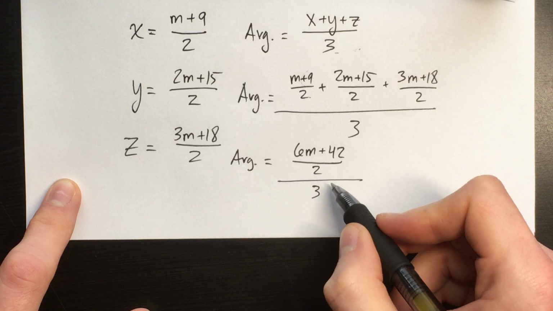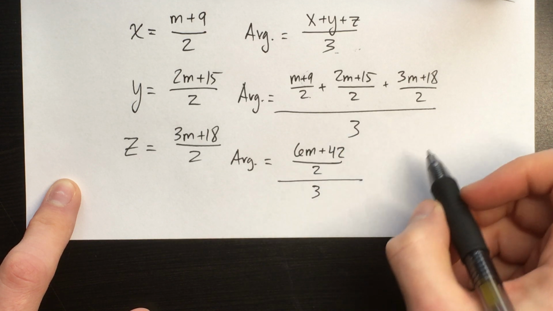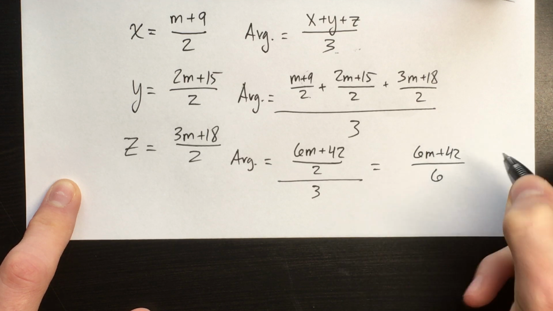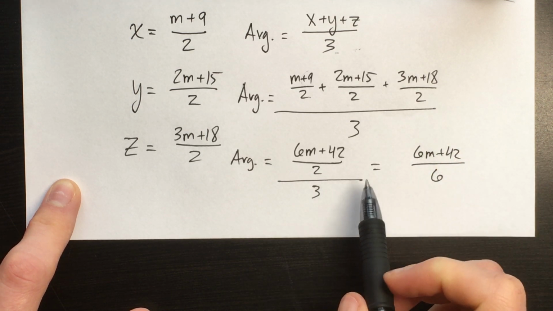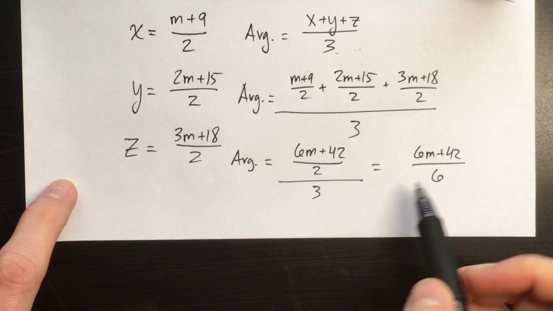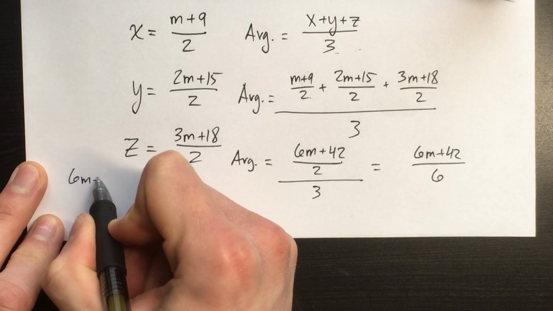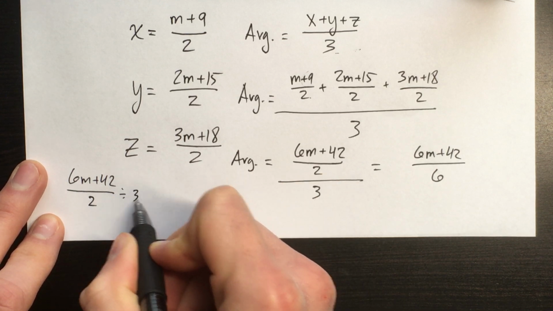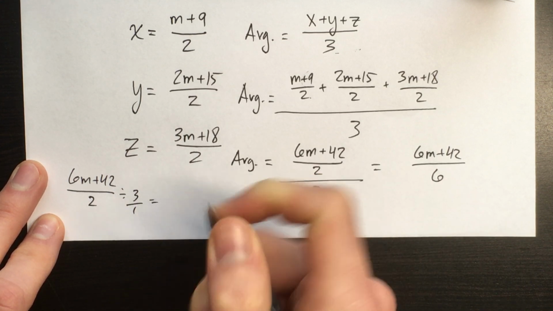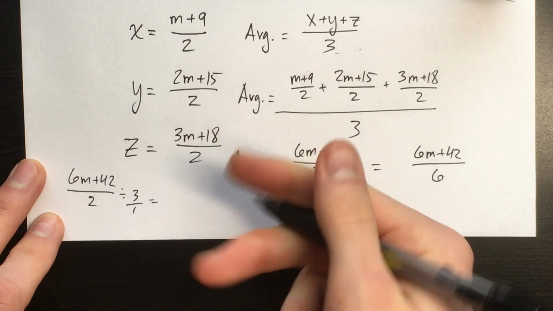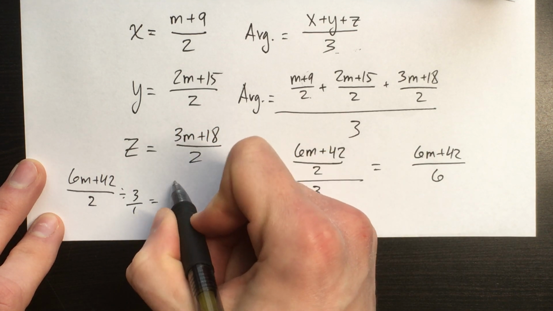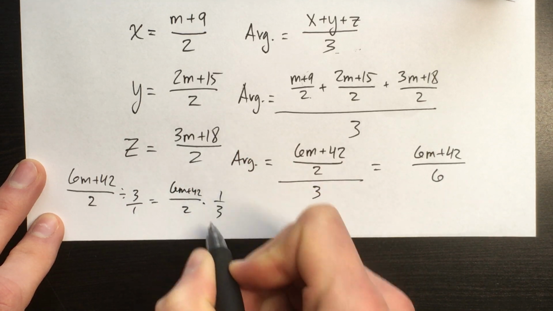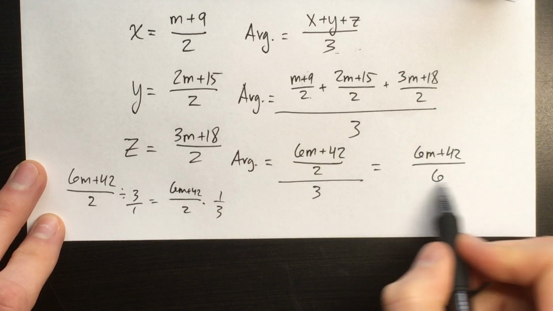So how do you divide this by 3? Well, this is equal to 6m plus 42 over 6. If you're a little confused on how I got from here to here, dividing by 3 is the same as dividing by 3 over 1, so you flip the second and multiply. It's the same as 6m plus 42 over 2 being multiplied by 1/3, and that's how I got this over 6.